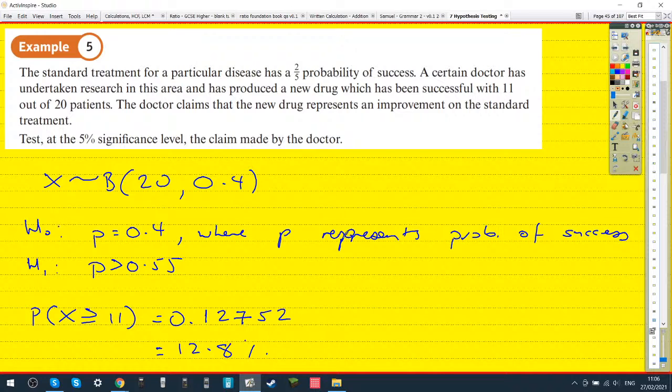Okay. So we want a number that's below 5% or 0.05. Yeah, and this one isn't. This is greater than 5%. Therefore, the claim is false. Yes, and so we have insufficient evidence at the 5% significance level to reject the null hypothesis, and so we accept the null hypothesis.